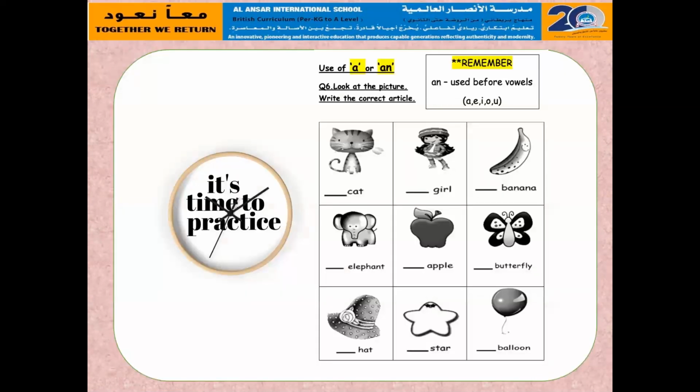Well done. Now it's time for you to practice. Grab your copybook and you can write down these answers in there. Remember that an is used before words that begin with our vowels.